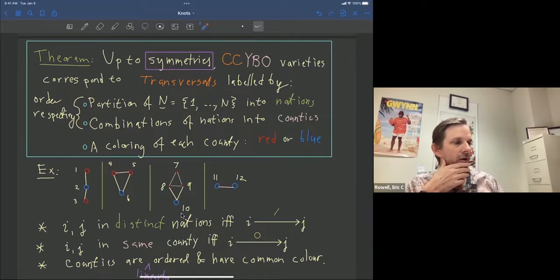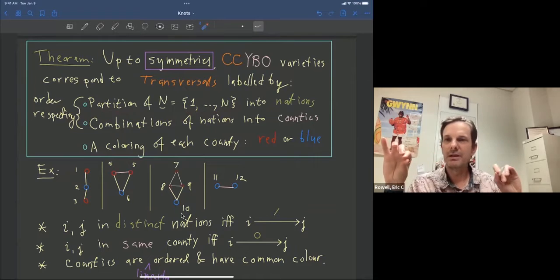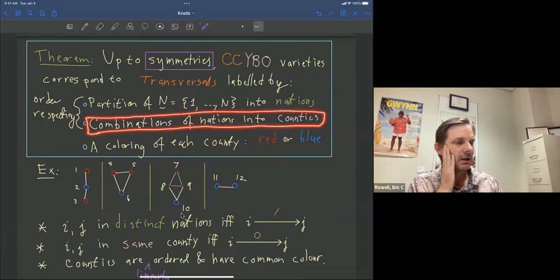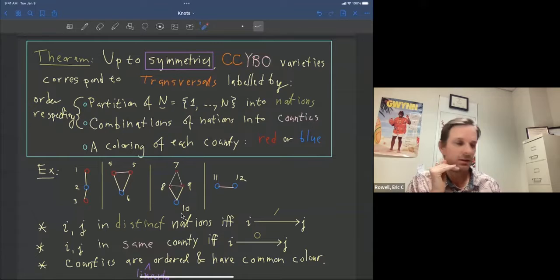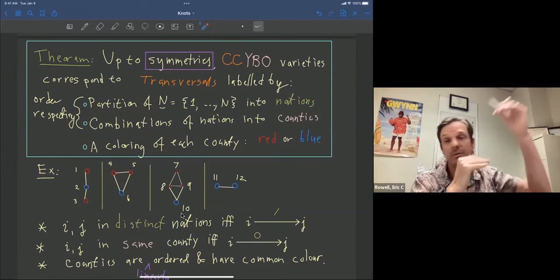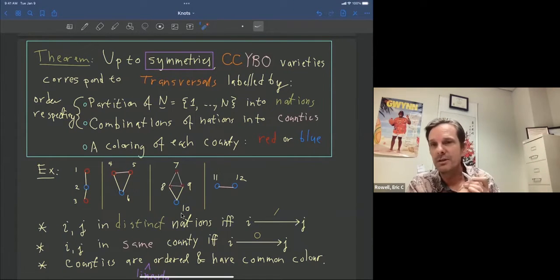They're labeled by, first, a partition of your vertices. To make it easier, we think of partitioning them into nations. Then within each nation, you can partition them into counties. Because Paul is English, states weren't the appropriate thing, they're counties. So the counties correspond to complete graphs. And then there is an order that is respected on these, which has to do with the pluses.